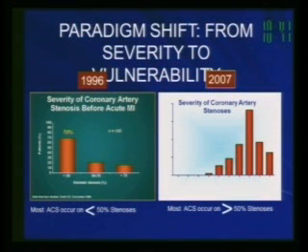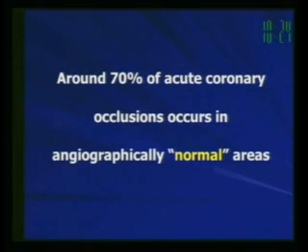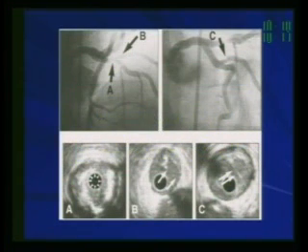There has been a paradigm shift from 1996, say, to 2007. In the 90s, we were saying that most ACS occur on less than 50% stenosis. But now with the advent of IVUS, we have understood that most ACS occurs on more than 50% stenosis. But one thing remains, that around 70% of ACS occlusions occur in angiographically normal areas, because angiogram is a luminogram. That is very aptly shown in this picture, where A and B are angiographically abnormal, and that is correlated with the IVUS findings. But look at C, it is angiographically normal, but IVUS shows a huge plaque burden.